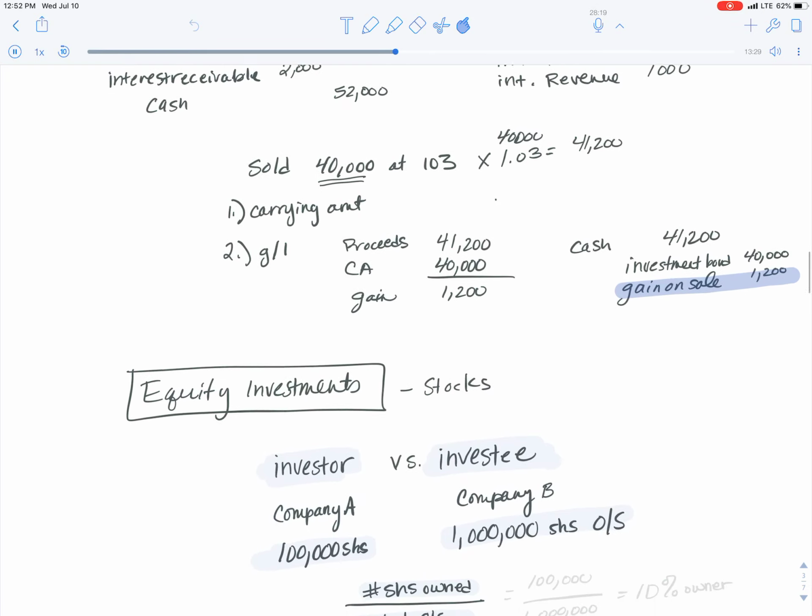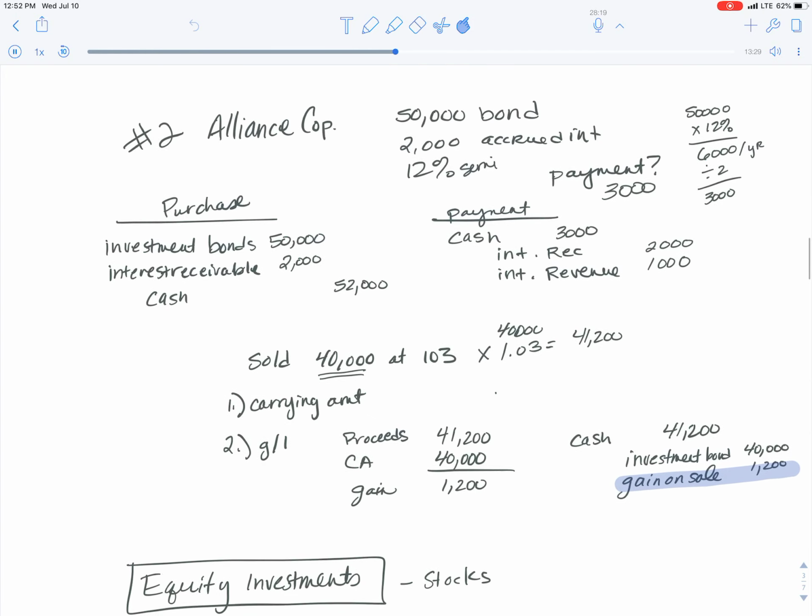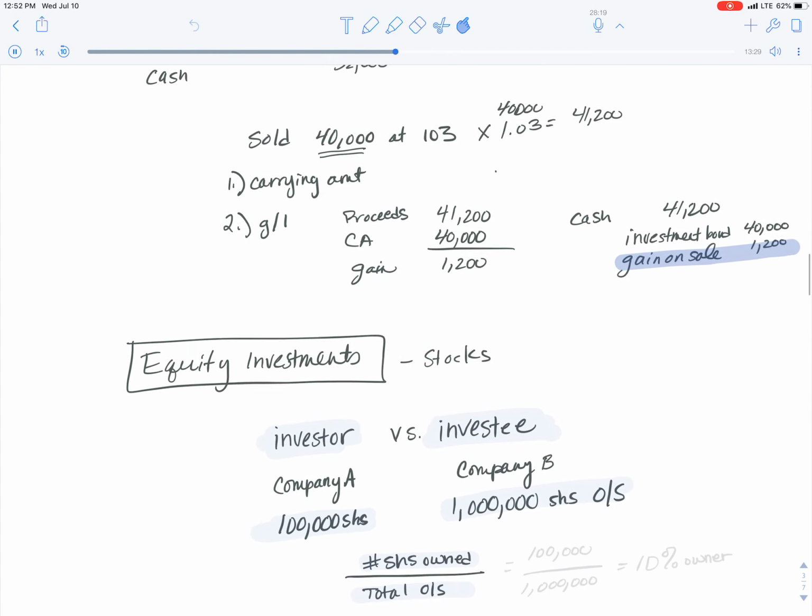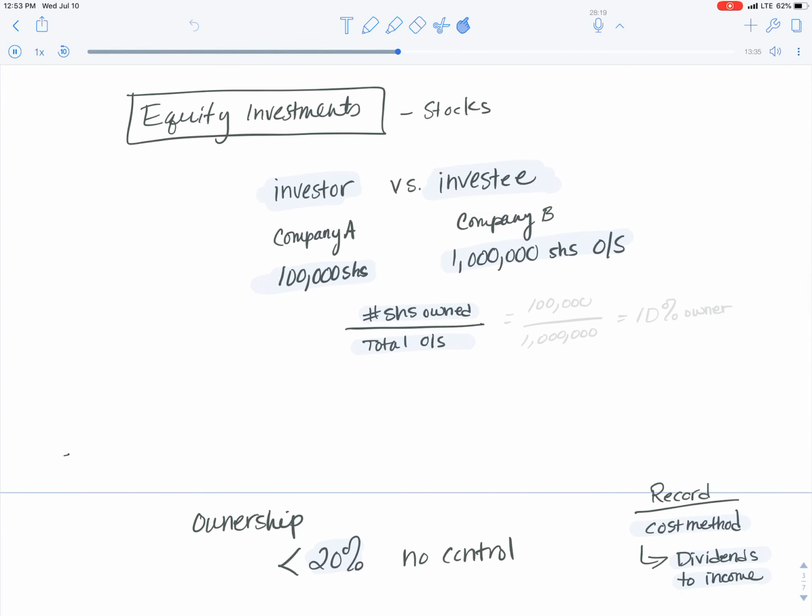Okay, so those are some of the basics of debt investments, if we have investing in bonds of another company. Now let's talk about equity investments. So this is where a company is going to be buying the stock of another company. The company that is buying the stock of the other company is called the investor.